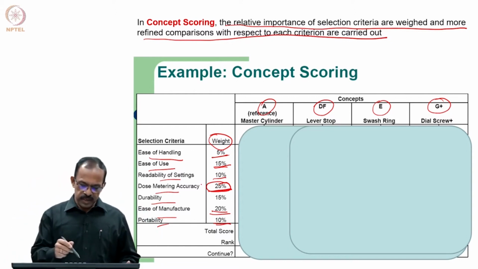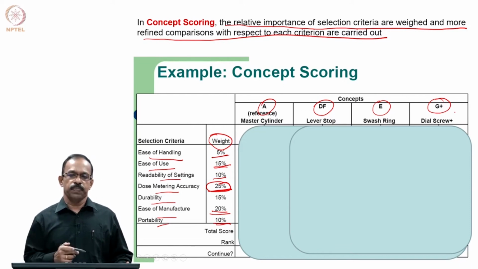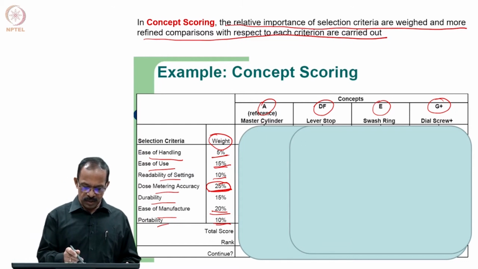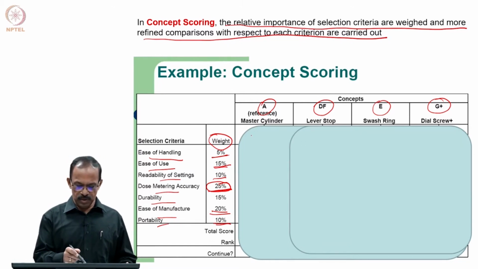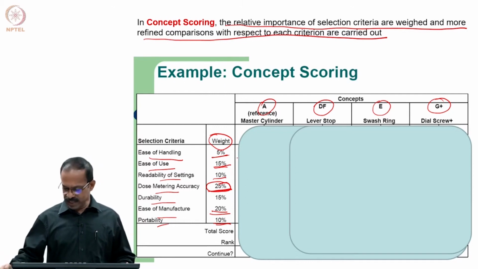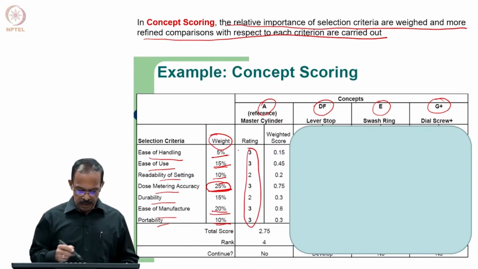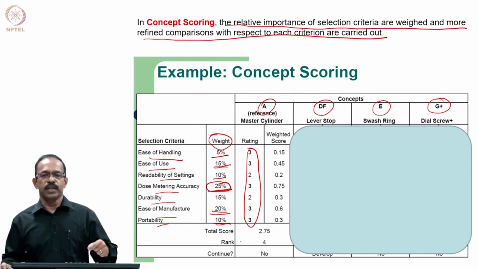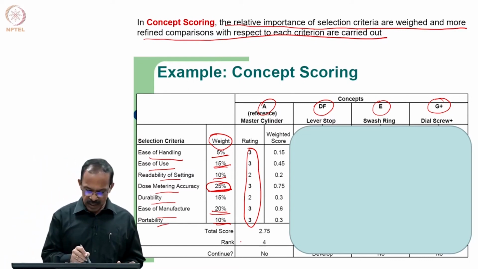Now, for each of these concepts A, DF, E, G plus, you give some value. What is the value that you can give for this master cylinder in absolute terms? That is what we do here. You give the value like this. Suppose you give the rating 3, 2, 3 like that. You can give a maximum of 5, and then you can give 3, 2, 1, 4, whatever you like to give, and then find out what is the weighted score.